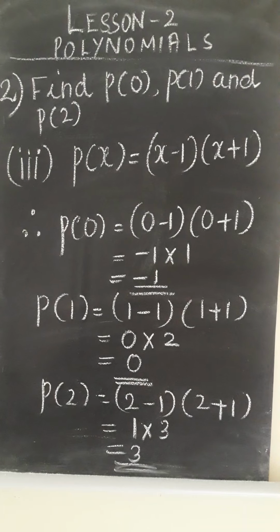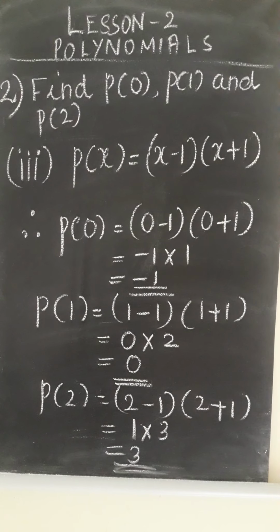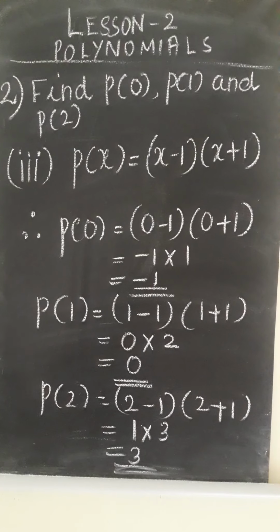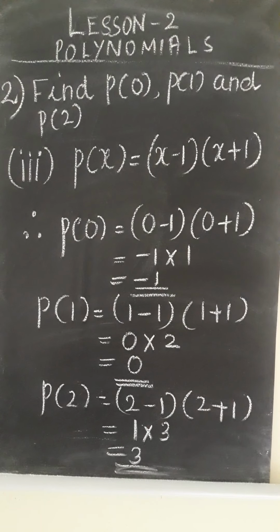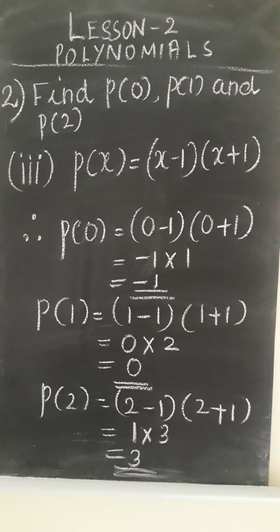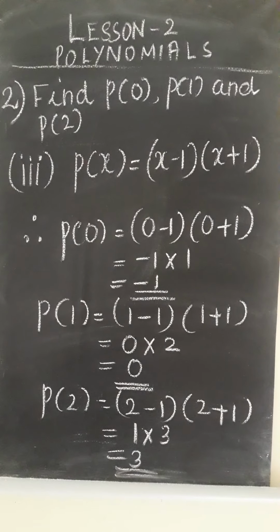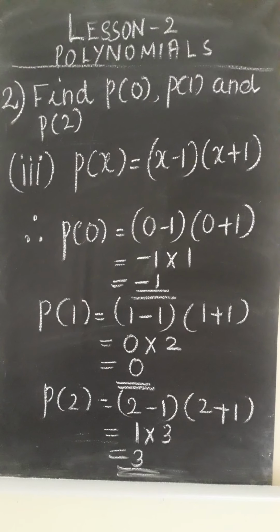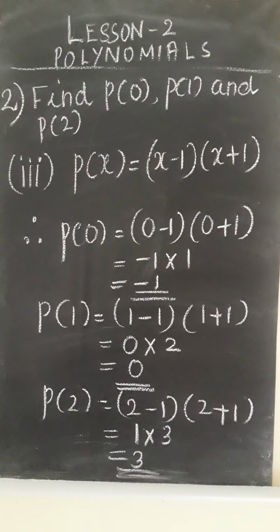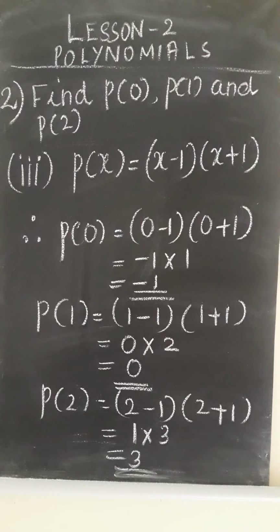And the next P of 1, 1 minus 1 into 1 plus 1. So that is 0 into 2. So the final answer is 0. And the last one, P of 2 is equal to 2 minus 1 into 2 plus 1. So that is 1 into 3. So that equal to 3.